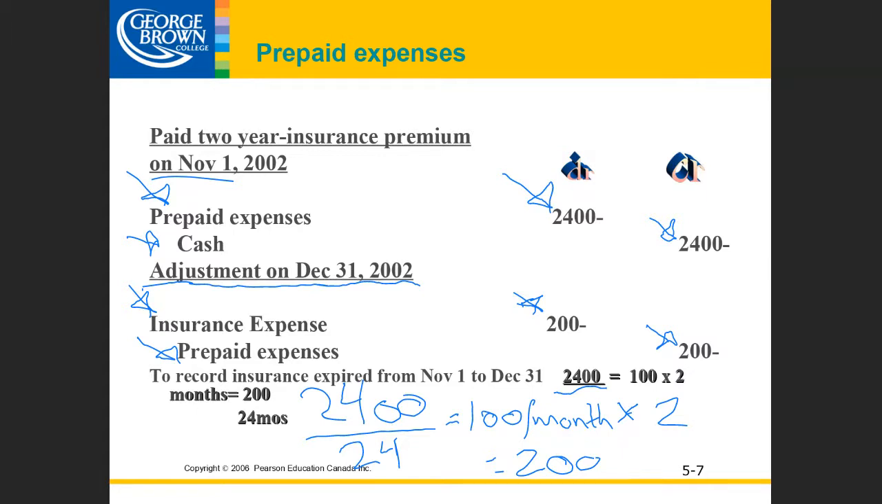Very good. And that would be the adjusting entry for our prepaid expenses. Now, if you're asking me, okay, Dave, how do I know when to do an adjusting entry? If you have a prepaid expense and time has passed, you have to do an adjusting entry. So to have prepaid expenses means that you will have to do an adjusting entry in the future. It's just the nature of the account itself.